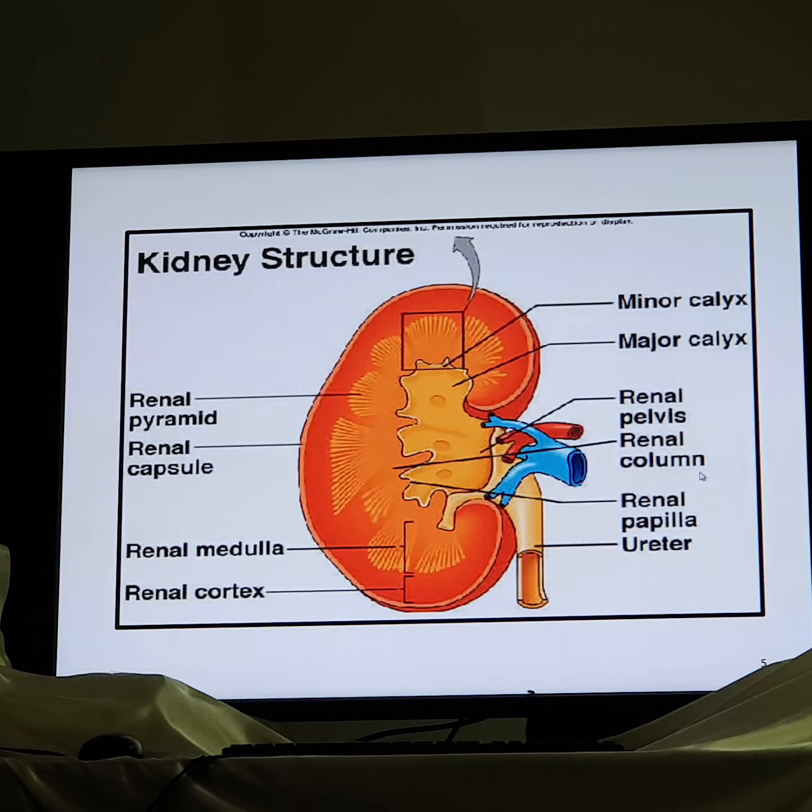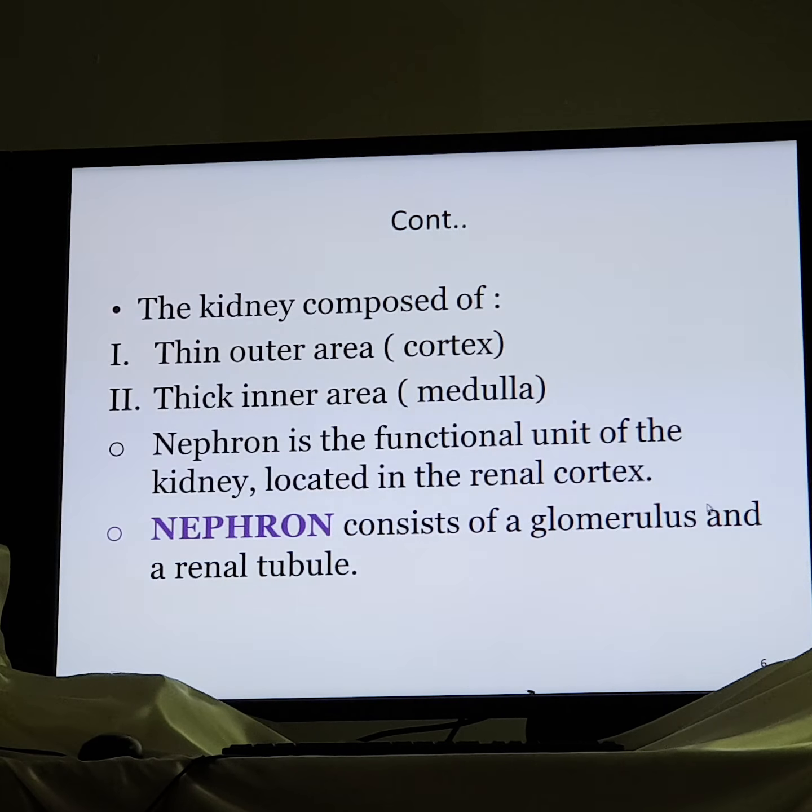Okay, this is the anatomy of the kidney, and this is the longitudinal section. We can see here the cortex, then the medulla, and the renal pelvis. This is the main structure of the kidneys. The kidneys have, as we said, a thin outer area called the cortex, and a thicker inner area called the medulla. The nephron is the functional unit of the kidneys, located mainly in the cortex, and part of the nephron is located in the middle.